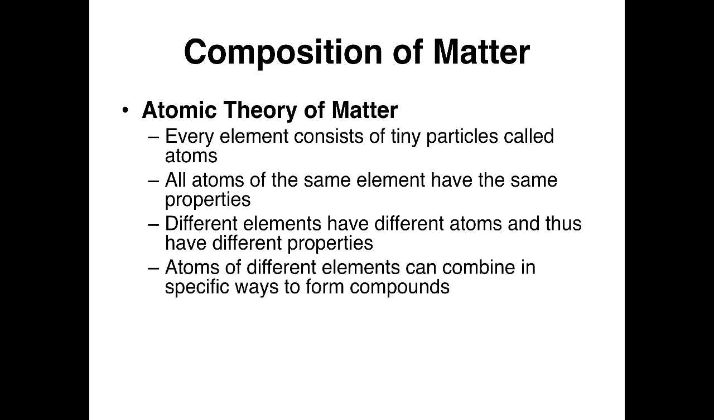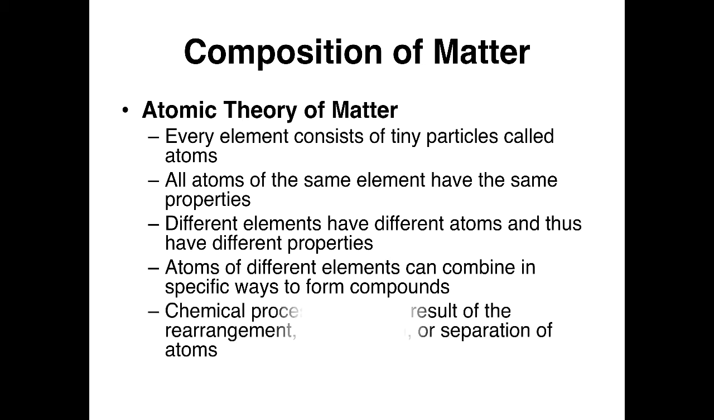Atoms of different elements can combine with each other in specific ways, and when they do that, they form what is known as compounds. The chemical processes are a result of the rearrangement, combination, or separation of atoms. So anything that's called a chemical reaction, usually what occurs is the atoms are rearranged in some way, the atoms bind to each other or combine in some way, or a compound is broken apart into simpler atoms.